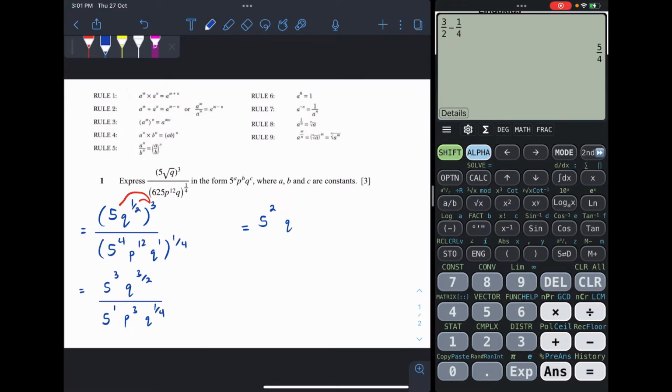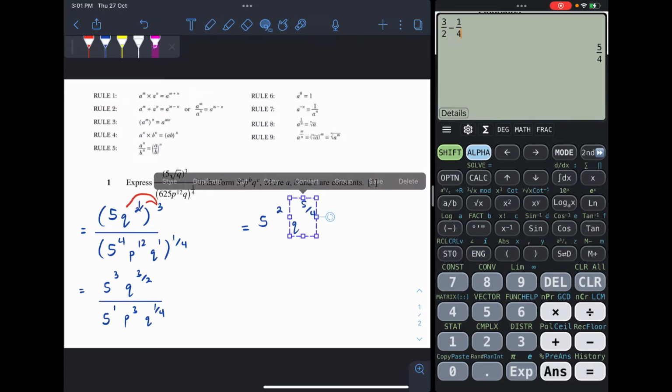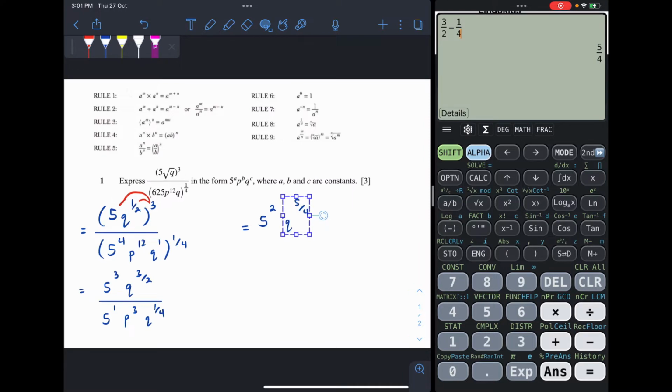Alright, so I'm going to get 5 over 4, as you guys can see. Right, 3 over 2 minus 1 over 4 is 5 over 4. So 5 over 4. And what happens to the p? So guys, you must understand this. In this topic, the p, we can of course change it into other things.